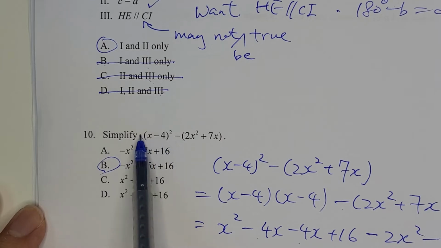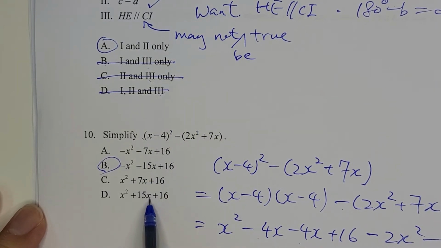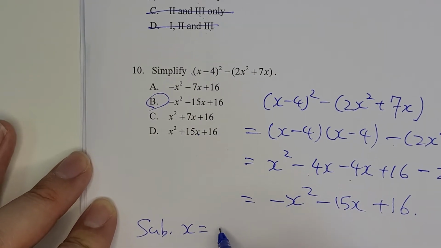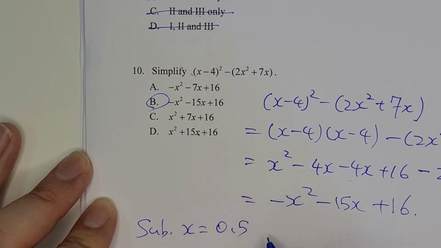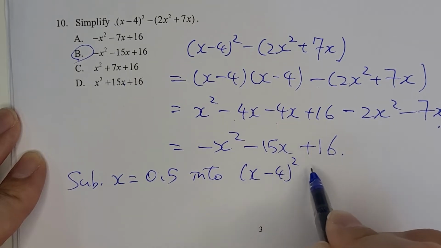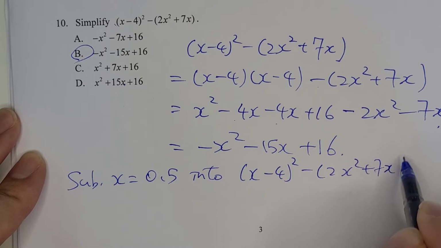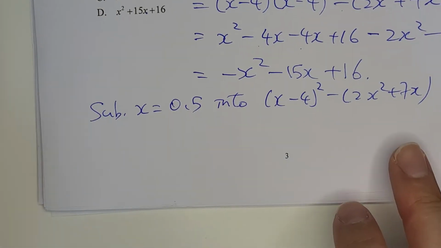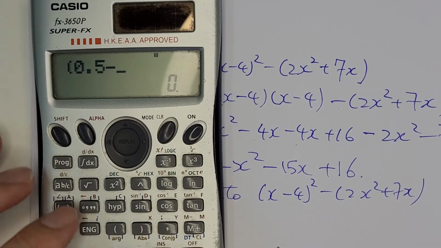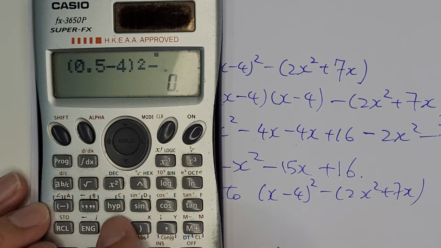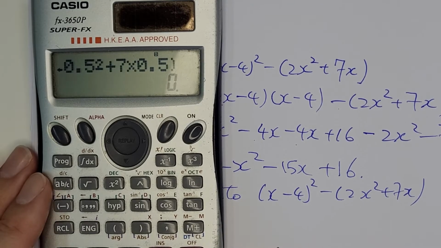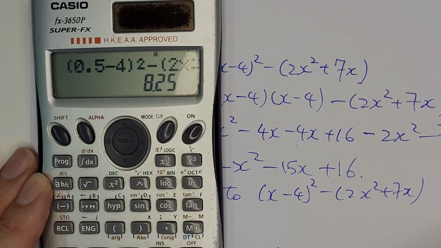Since you want to simplify this one to become one of the options, you can try to substitute some number. For example, substitute x equals 0.5 into the question. Okay, so you will have, take out the calculator, (0.5 minus 4) squared minus (2 times 0.5 squared plus 7 times 0.5), you will get 8.25.